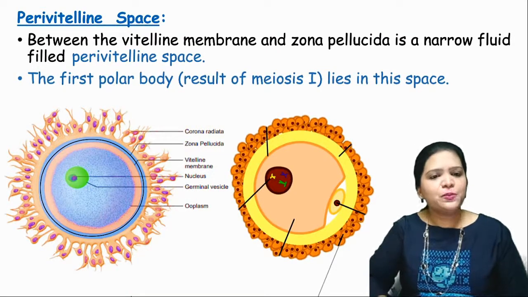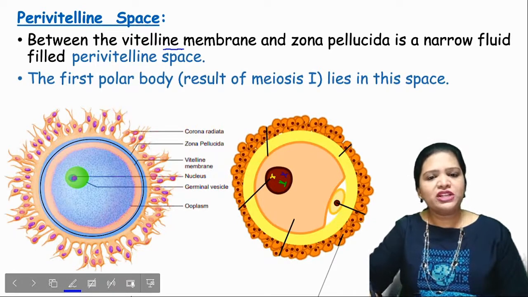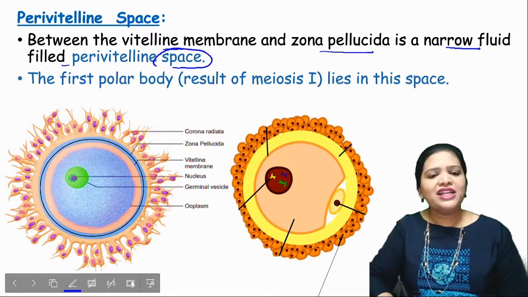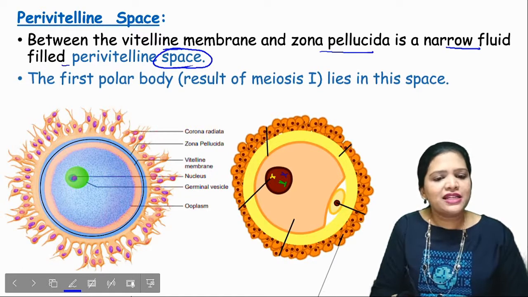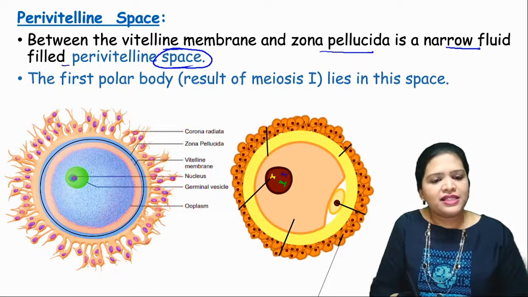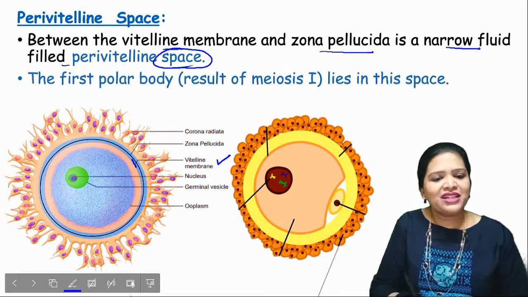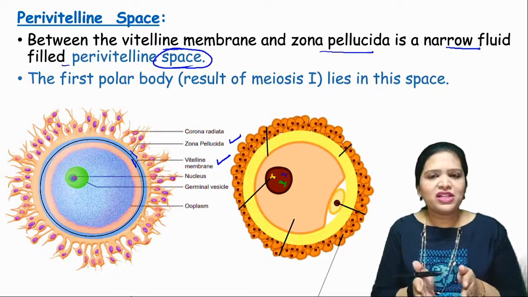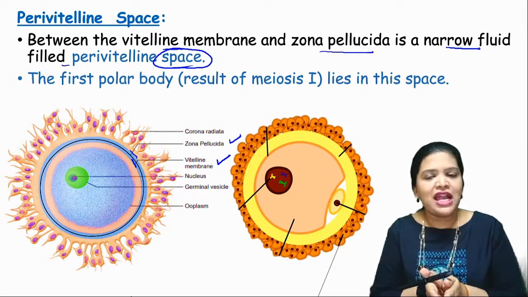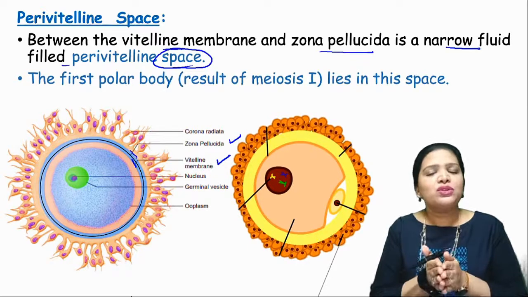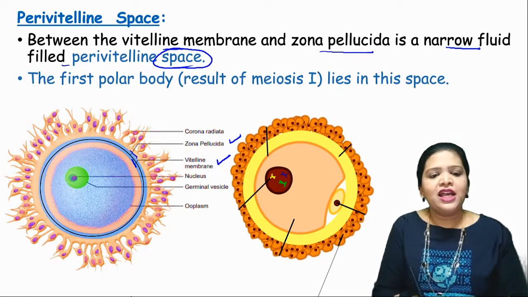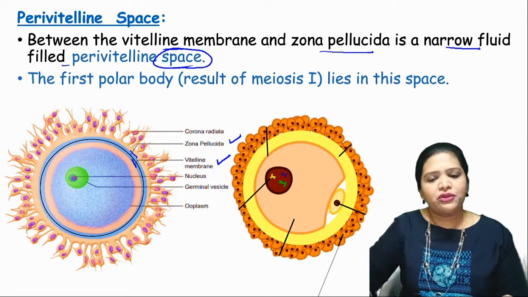There is a space present between the vitelline membrane and the zona pellucida. It is a very narrow fluid-filled space called perivitelline space. See in this picture, this thin layer is called vitelline membrane and this blue color layer is called zona pellucida. In between them, there is a small narrow space. It is a fluid-filled cavity. That space is called perivitelline space. This is not clearly given in this picture. Look at this picture at your right.